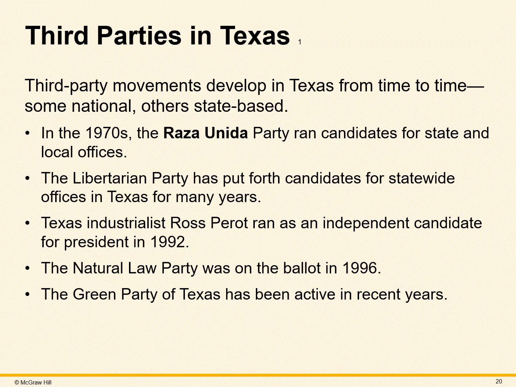Third parties in Texas. Third party movements develop in Texas from time to time, some national, others state-based. In the 1970s, the Raza Unida party ran candidates for state and local offices. The Libertarian Party has put forth candidates for statewide office in Texas for many years. Texas industrialist Ross Perot ran as an independent candidate for president in 1992. The Natural Law Party was on the ballot in 1996. The Green Party of Texas has been active in recent years.